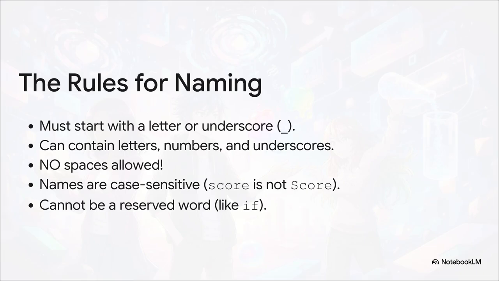You bet there are. And here are the most common rules you'll find in pretty much any programming language. Your names have to start with a letter or an underscore, not a number. And you absolutely can't have any spaces in them. But here's the one that trips up everyone when they start. Names are case sensitive. That means a box labeled score with a little s is a completely different box from one labeled Score with a big S. The computer sees them as two separate things.